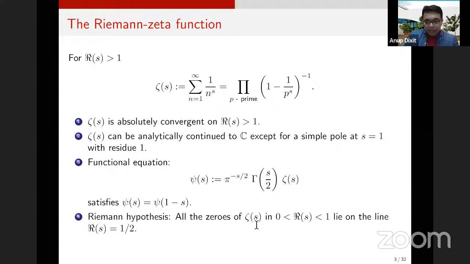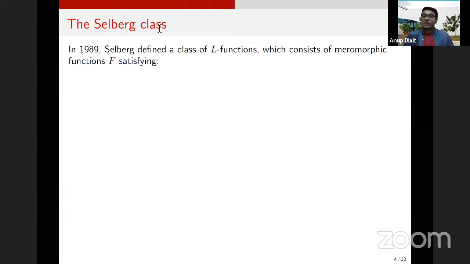Okay, so this is just one example of an L function. There are other L functions too, like the Dedekind zeta function, which are associated to number fields, finite extensions of Q, Dirichlet L functions associated to characters modulo q, and so on. So now to put all these L functions under one single umbrella, Selberg introduced a class of L functions, namely the Selberg class, and that is defined as all the meromorphic functions which satisfy the following properties.